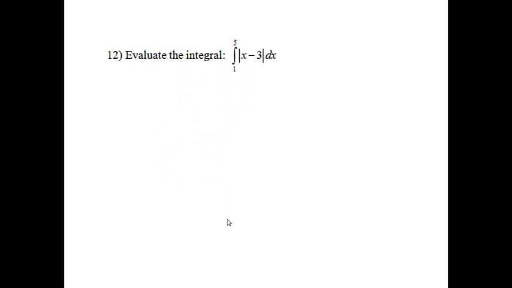Problem 12. Evaluate the integral from 1 to 5 of the absolute value of x minus 3 dx. There's a couple different ways that we can work this. I'm actually going to work this the picture way first. We know that the absolute value graph looks like a V. The minus 3 is going to shift the graph to the right 3 places. It's just going to look like a V.